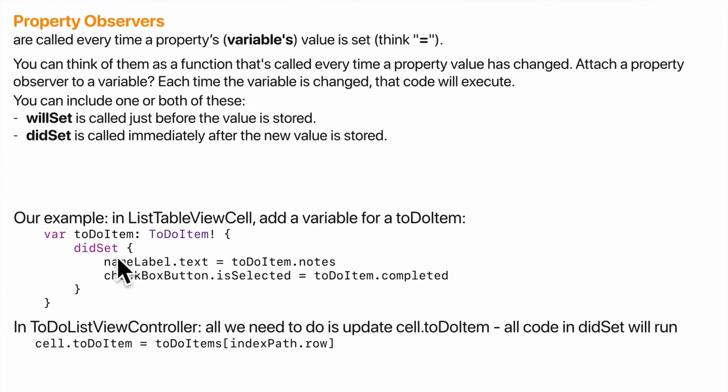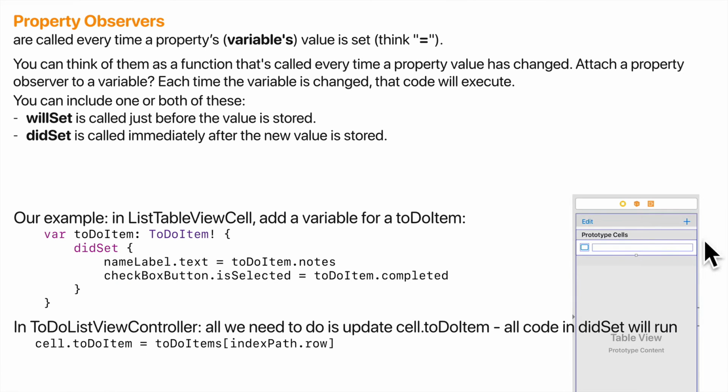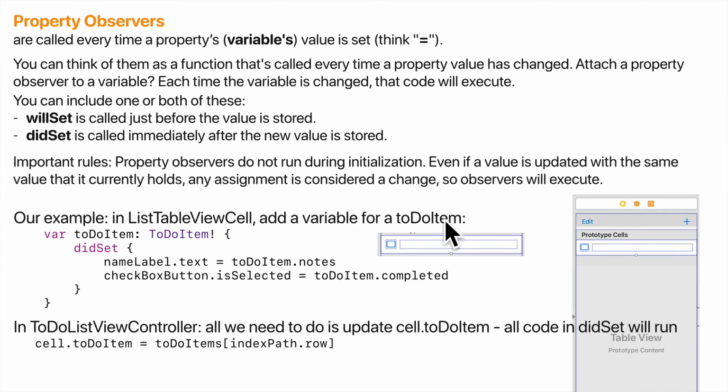This will let us cut out the two lines inside of cell for row at that updated the namelabel.text and checkbox button.isSelected. And by putting them both inside of did set, which is inside list table view cell, our custom cell file, we modularize our code. The code around updating the interface for our new custom cell is all inside of that custom cell file. And anytime our main view controller makes a change to the to-do item that displays data in that cell, well, we'll pass that data over to the cell so that the user interface is updated.